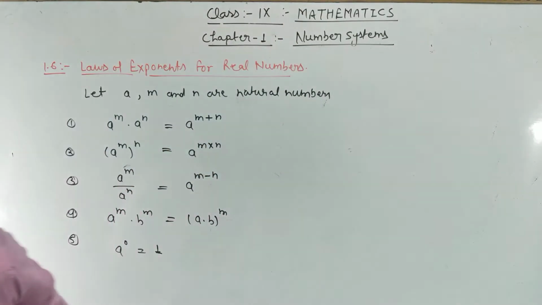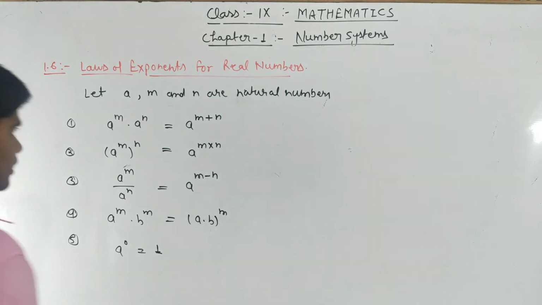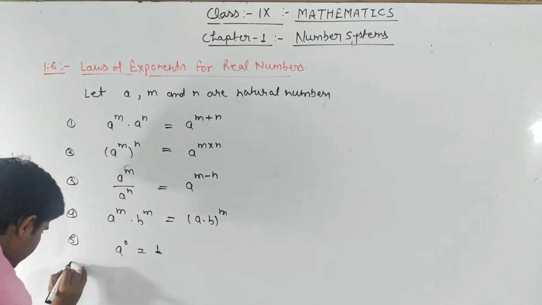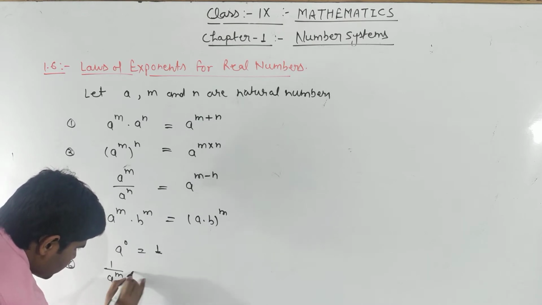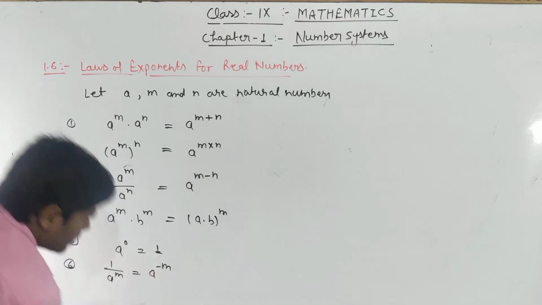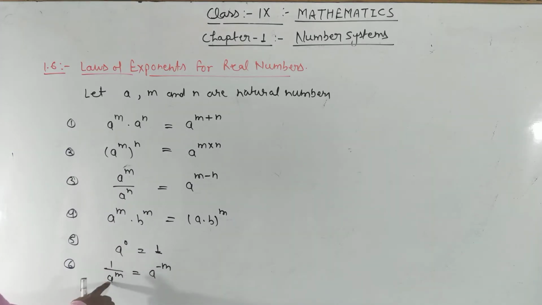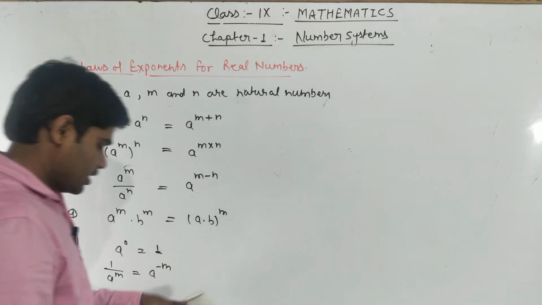Now one more point. Point number 6, you can write 1 upon a raised to the power m as a raised to the power minus m. 1 upon a raised to the power m, then you can write a raised to the power minus m. A positive sign exponent, what will it become? It goes negative upward. Now some more questions.